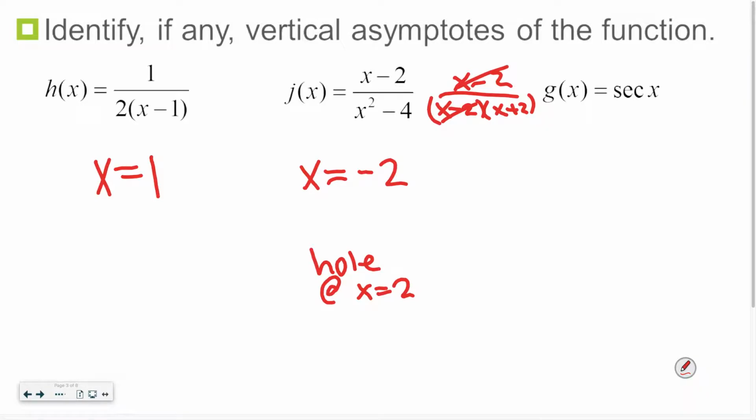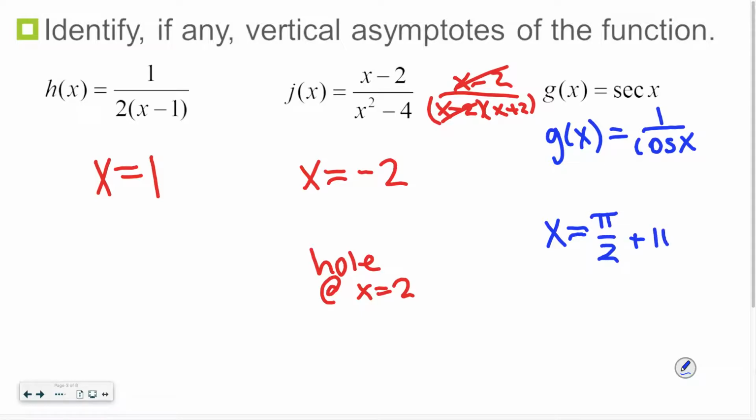g of x equals the secant of x. Identify vertical asymptotes. Okay, we need to think about how this is the same thing as 1 over the cosine of x. And this is something that we talked about 2 days ago, right? 1 over cosine of x, or sine over cosine of x. But still, cosine of x in the denominator means we have vertical asymptotes at pi over 2. And it happens every pi.